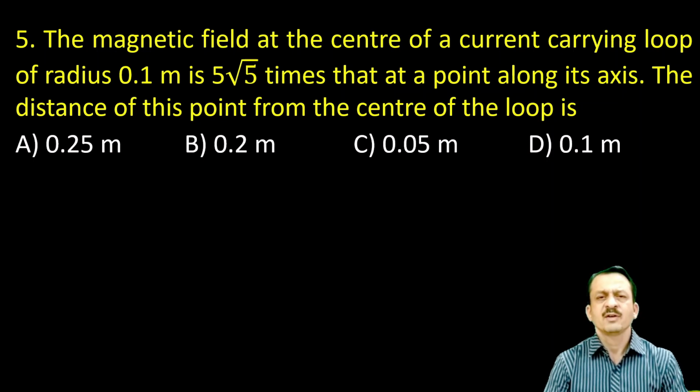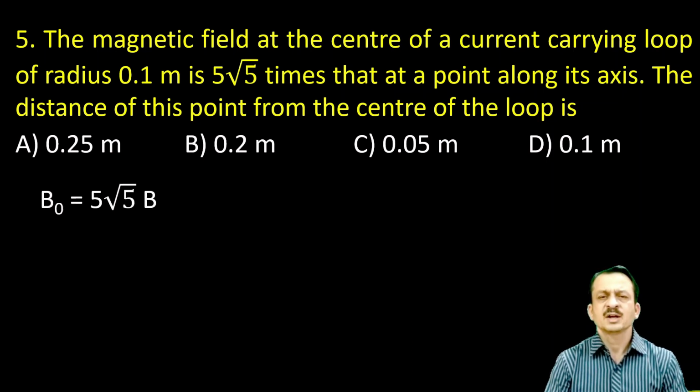Now here we have a circular loop. In the case of a circular loop, they have given the magnetic field at the center, which is 5 root 5 times the magnetic field along the axial point. If I take B naught as the magnetic field at the center and B as the magnetic field along the axial point, then by the data given, B naught is equal to 5 root 5 into B. Now by using the Biot-Savart law, we write the expression for the magnetic field due to a circular loop at the center as well as along the axial point.